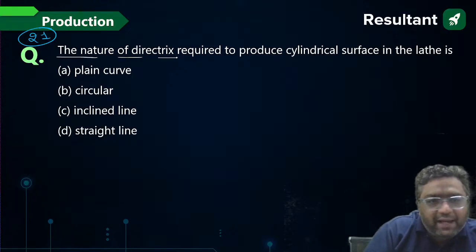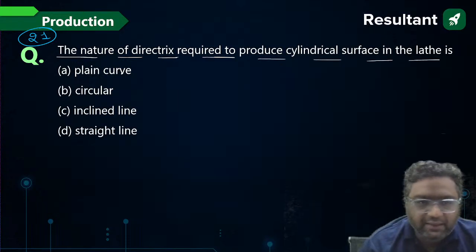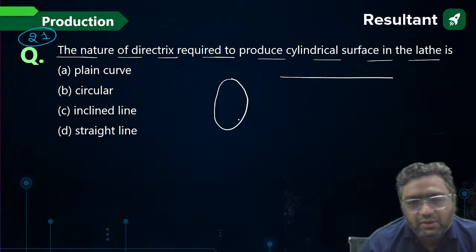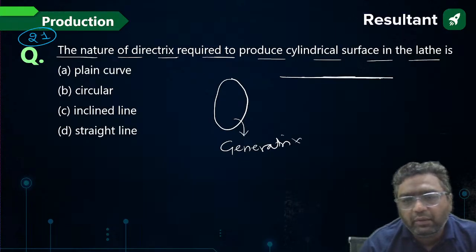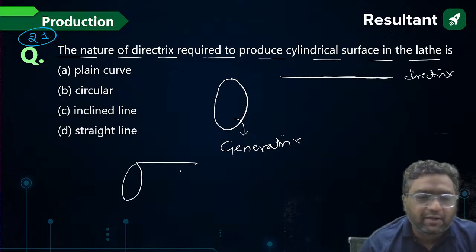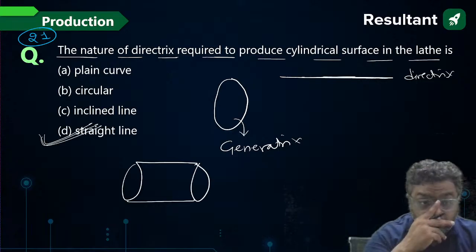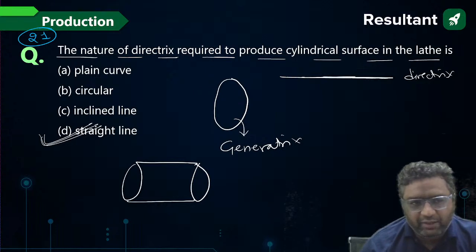The nature of directrix required to produce cylindrical surface in the lathe is. If you remember, there is one directrix, one generatrix. If this generatrix will move in this direction, it will give you a cylindrical surface. So answer should be straight line. D would be the right answer for 21st question.